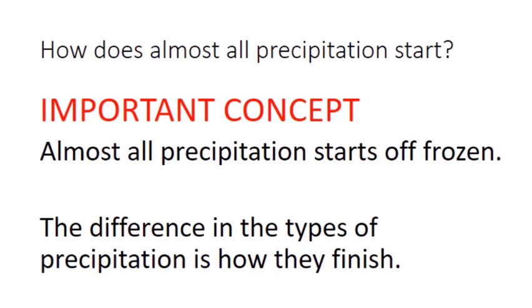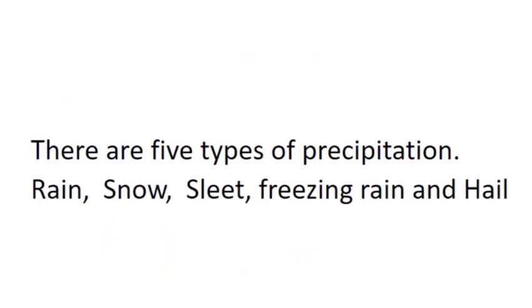Now, all precipitation, because it's way up in the sky, starts off frozen. You know it doesn't end up that way. The difference between precipitation is how they finish, because they all start off generally as a little frozen piece of water way up high in the sky. Because it's so cold, it can't help but be frozen.